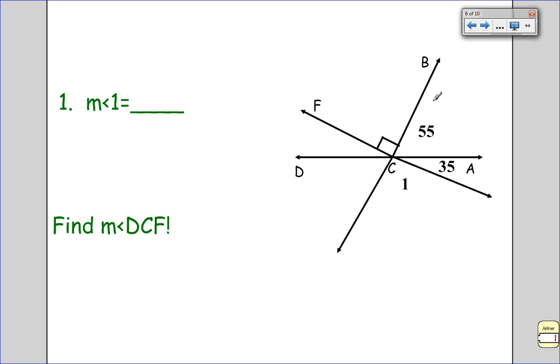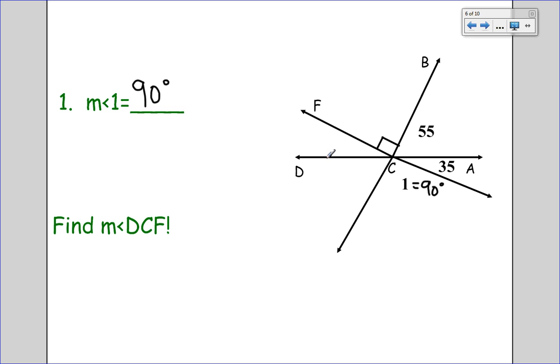Take a second, see if you can find angle 1. Pause the video and see if you can find it, and then come back and check your work. Okay, welcome back. If you notice here, you have this line and this line that cross right here, and this angle is 90. So all you have to say is the opposite angle is 90 degrees as well. So angle 1 is 90 degrees.